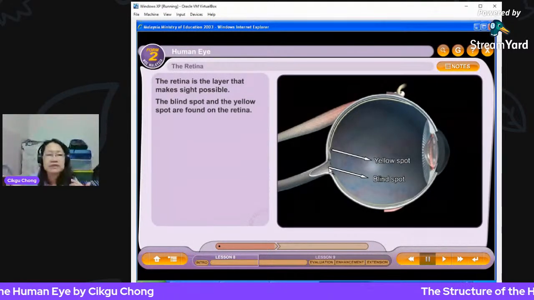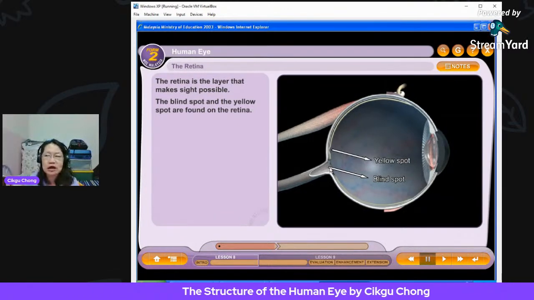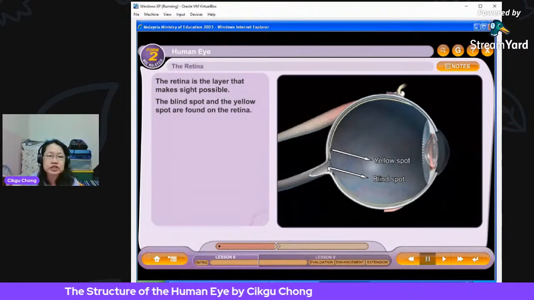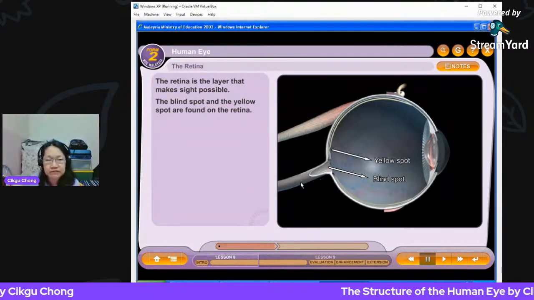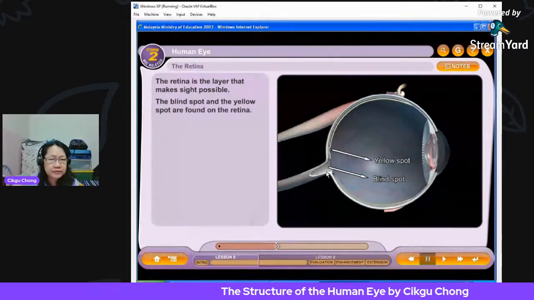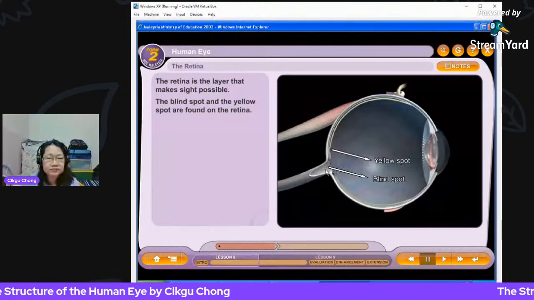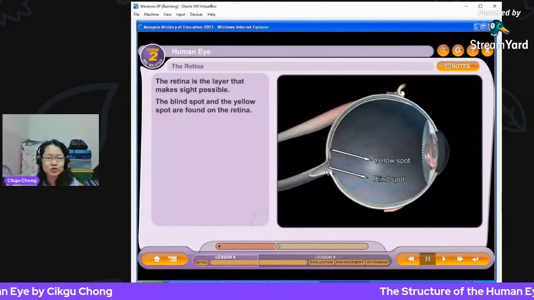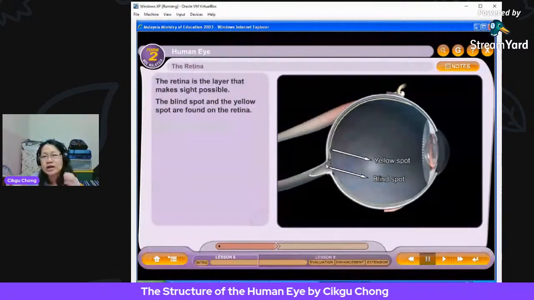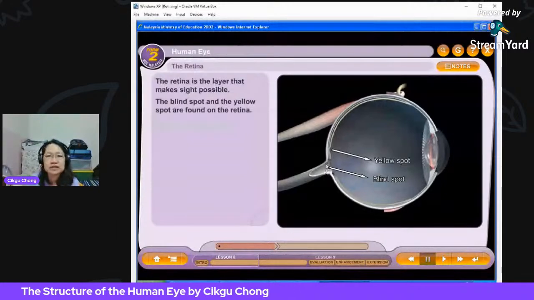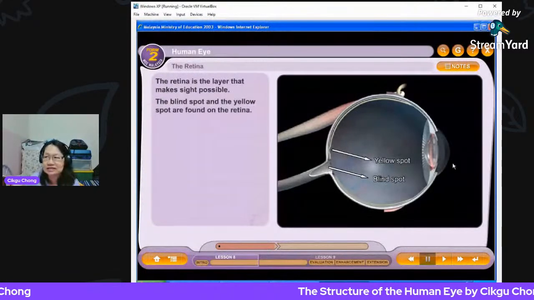Now on the other hand, there's one place called the blind spot. Blind means you cannot see. On this place, actually, there are no receptors, because it's the place where it connects to the optic nerve. So there are no nerve receptors here. If the light or the image falls here, the person cannot see. Later on we can do some experiment for you to test it yourself. Everybody has a blind spot. So yellow spot is the sensitive area, but blind spot is not sensitive to light. The person cannot see if the image falls there. Okay, let's carry on.